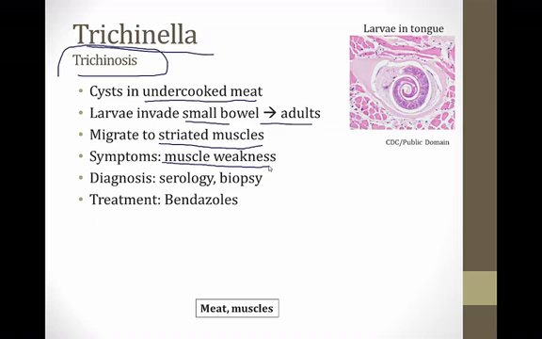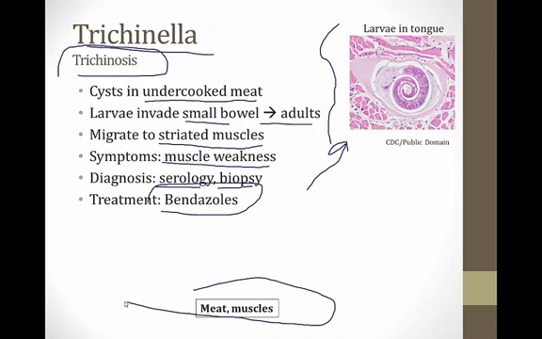And the classic biopsy picture they like to show you is what's up here in the top right corner, and it is the larvae of one of these helminths in the muscle. This is the muscle of the tongue, and it's very creepy to think about this thing living in the muscles inside your body. You can diagnose it by looking for antibodies, but also by biopsy, like is shown right here. And you can treat this with the bendazoles. And when it comes to Trichinella, just remember meat and muscles. It's really all you need to remember to know how you get this infection and the symptoms of this infection.